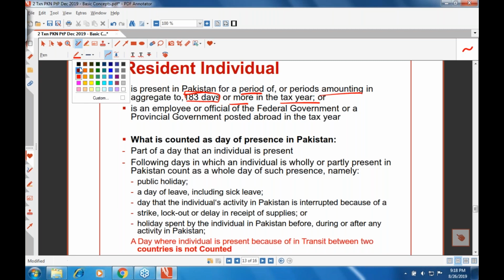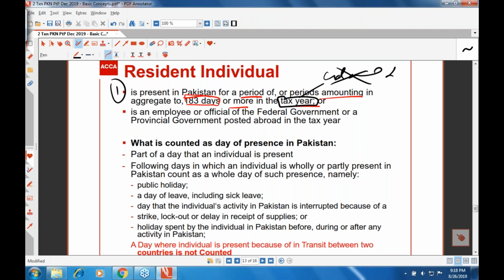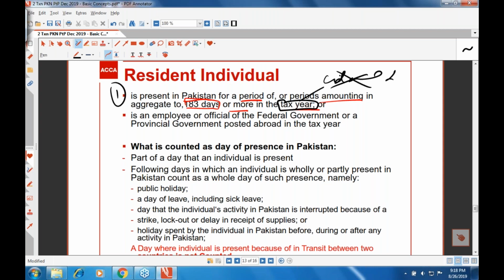Very important point. What is a very important point? That you have to be in Pakistan for 183 days or more in a tax year. Remember, it's not about the calendar year, it's about a tax year. So if in any tax year you are in Pakistan for 183 or more days, you are going to be considered as resident. Whatever nationality you belong to, if you are in Pakistan for a period of 183 days or more in a tax year, you are a resident individual.